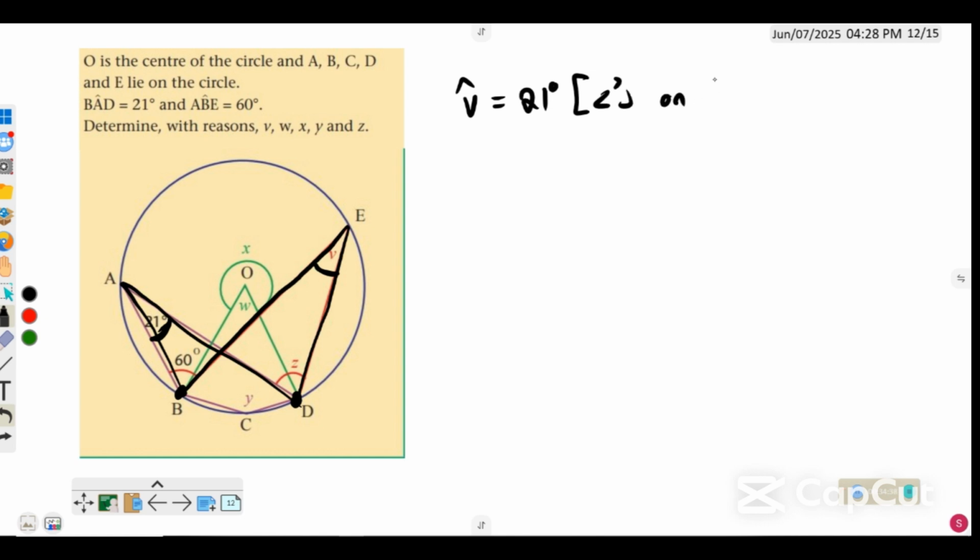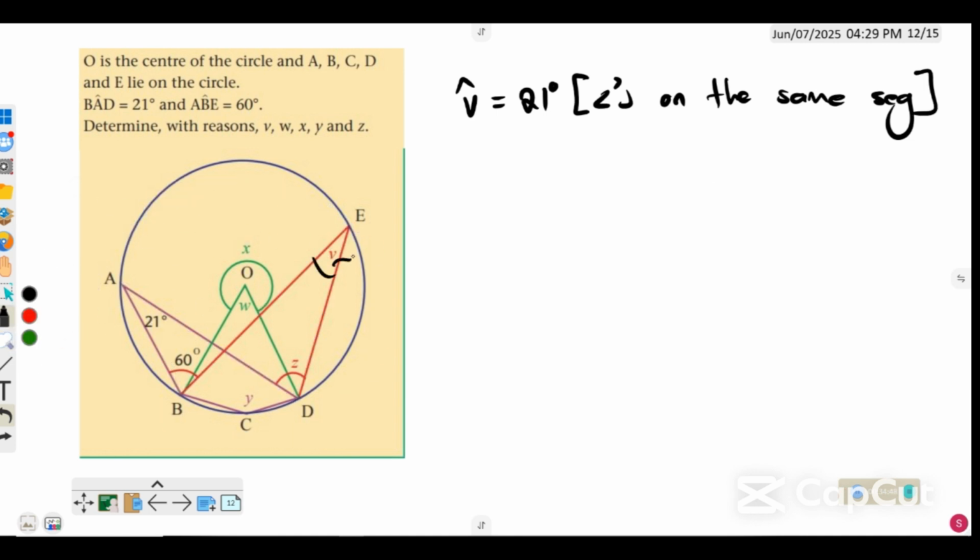What do we call these? These are angles in the same segment. Angles in the same seg, like that. Okay, so at least now we have angle V, which is 21 degrees.